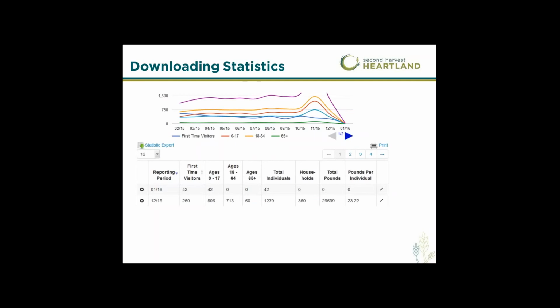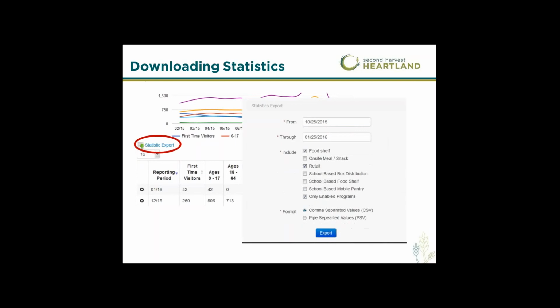You can also download an Excel spreadsheet of your statistics from this page. You click on Statistic Export, and it'll bring up a pop-up box where you can choose the time frame you want to export for, and then what you want to include. So it will automatically check what you're already looking for. So if you're looking at the food shelf statistics, it will check food shelf. You can also at this point opt to download your retail statistics.